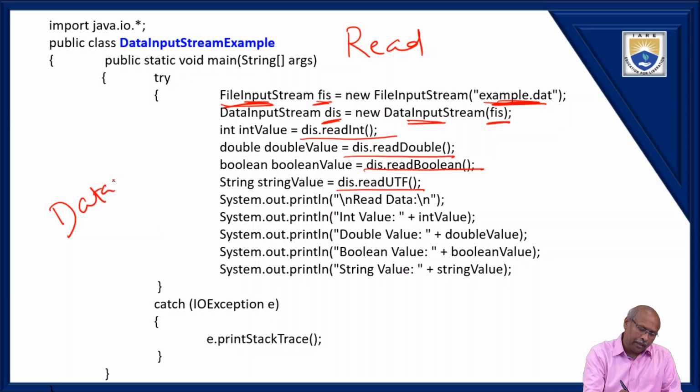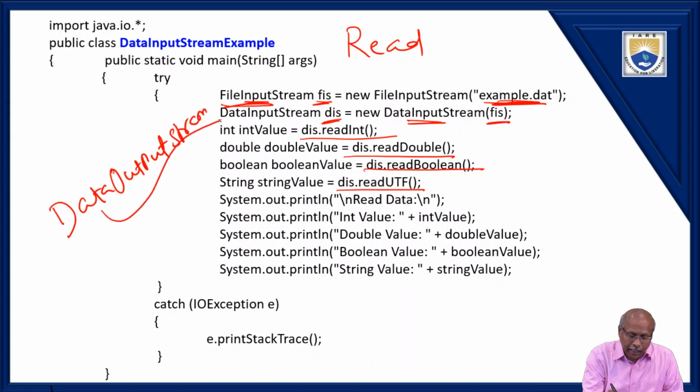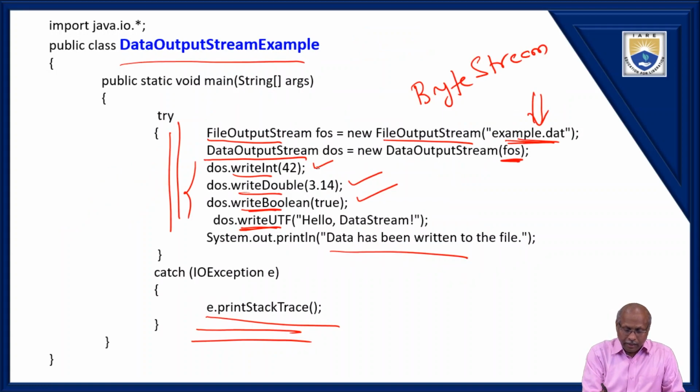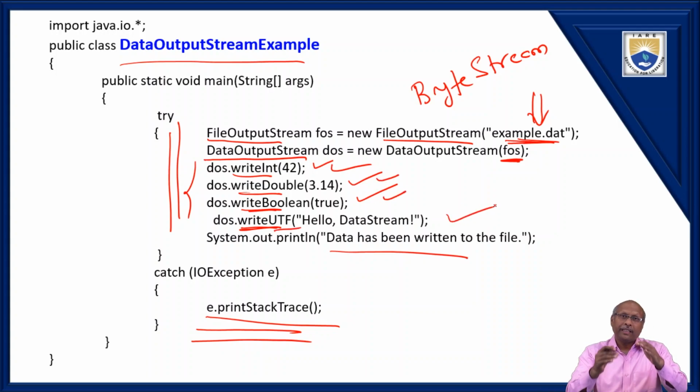If you have written using DataOutputStream, then you can use DataInputStream, otherwise no. So, to coincide, better use DataInputStream if the file is written using DataOutputStream. Now I am reading integer, double, boolean. Now string: string means readUTF. If you see the previous slide, integer, double, boolean, UTF, same format. The order in which you have written is the same order in which you have to read it.